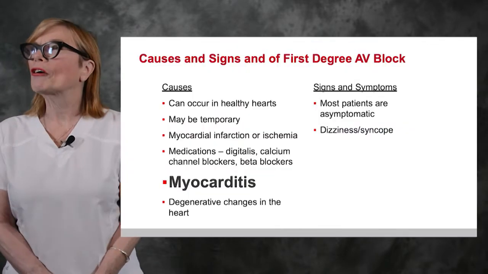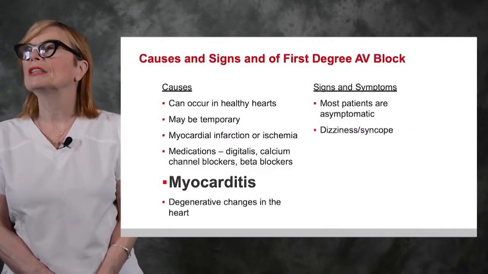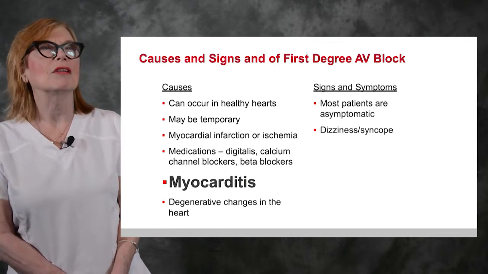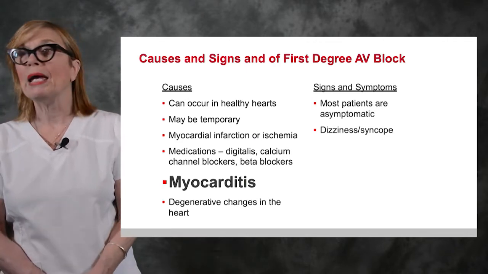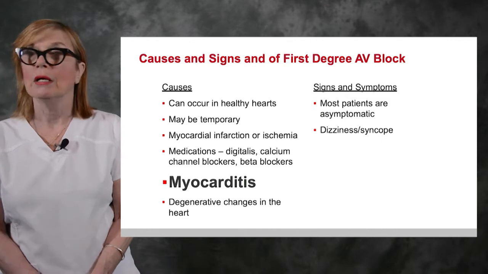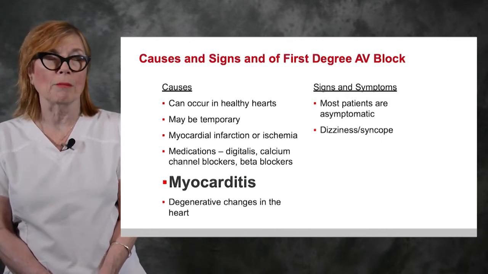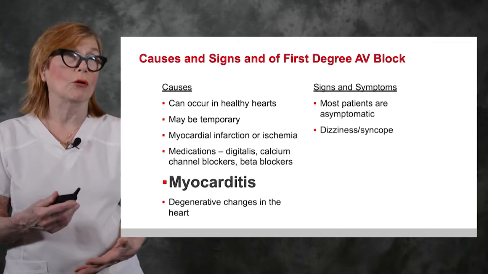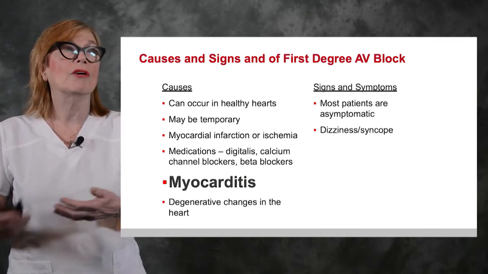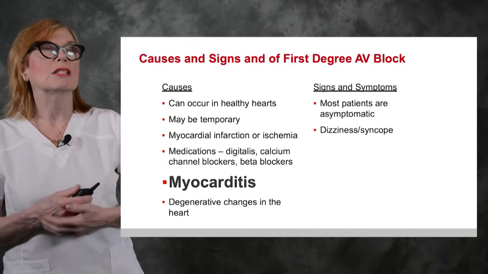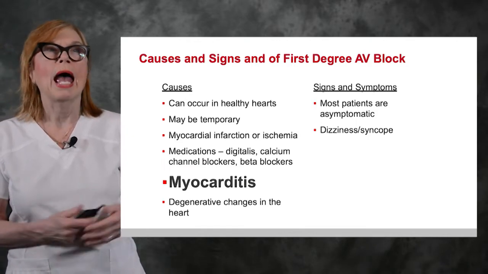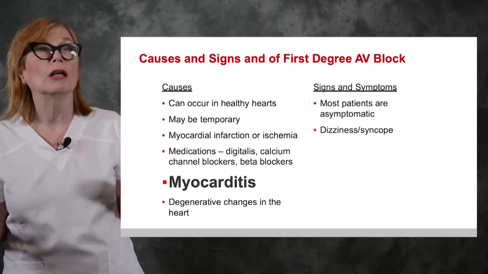Okay, so what are causes and signs and symptoms of first degree AV block? Causes can be healthy, often temporary, usually seen in the face of myocardial ischemia or infarct, and remember, related to the coronary vessel that supplies the inferior wall and the coronary vessel that supplies the lateral wall. And a lot of different medications can cause this problem.